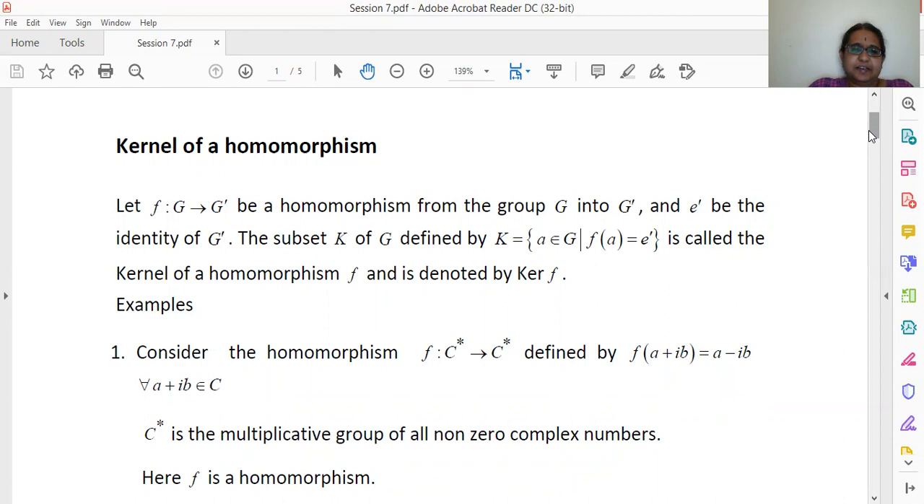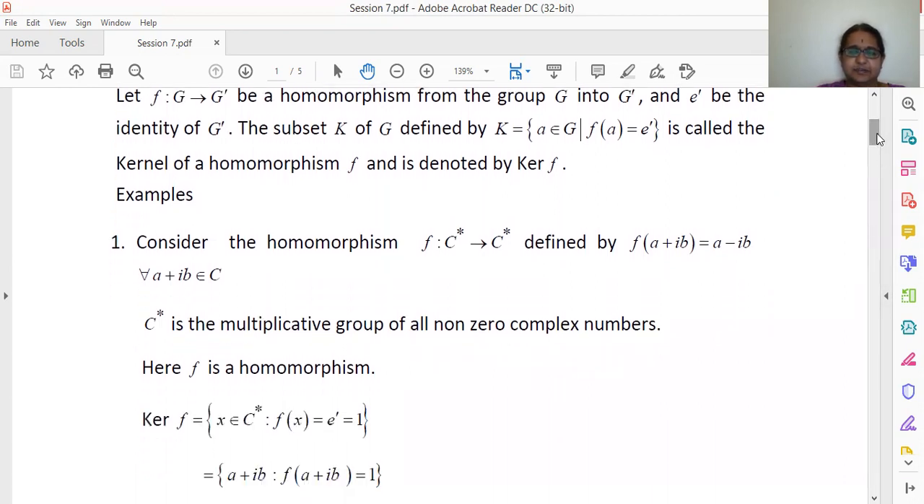Now in this example they have given that f is a homomorphism, so it is enough if we find the kernel. So we apply the definition of kernel. Kernel f is the set of all x which belong to C star such that f of x is equal to e dash. Here in this problem, domain and codomain are both the same, so e dash is the identity, that is 1.